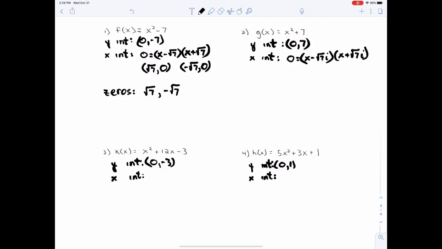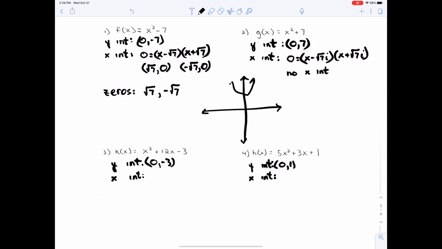Okay, but then, therefore, there are no x-intercepts. Why? Just think for a second. Where on an xy axis system are the imaginary numbers? There aren't any. They're all real numbers. Okay? And if you think about it, where does y equals x squared plus 7 graph? Well, it's an x squared graph shifted up 7.